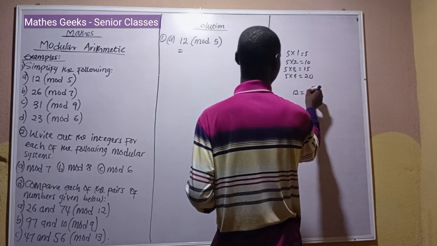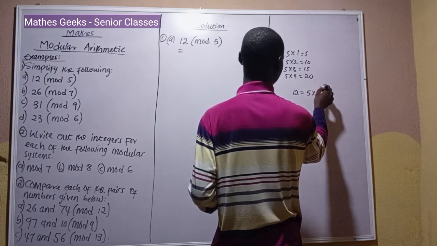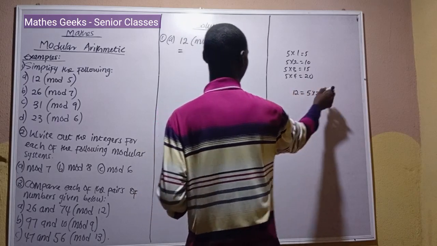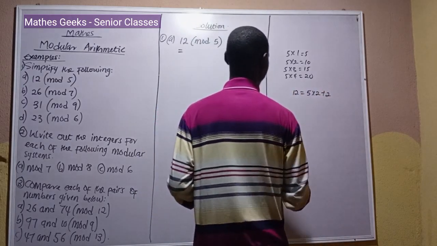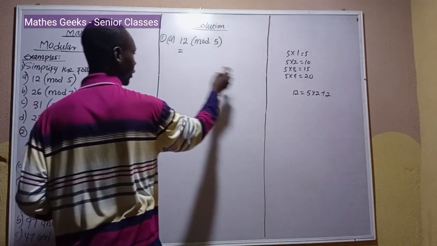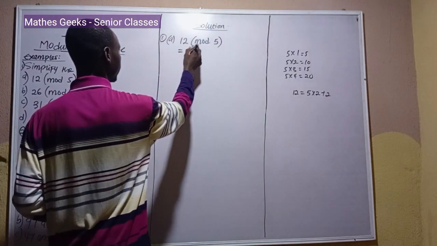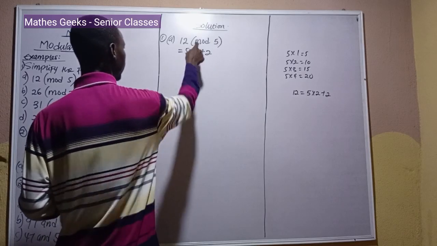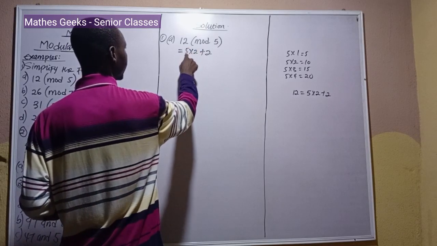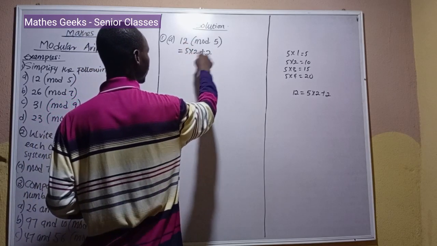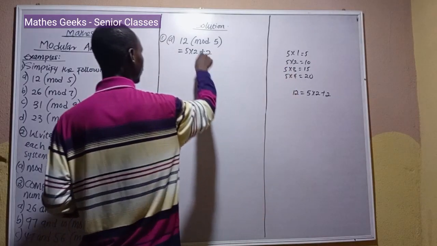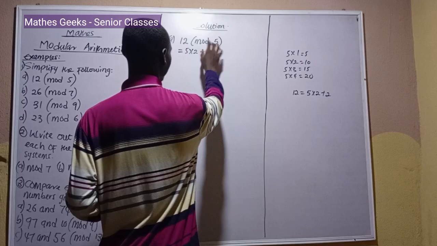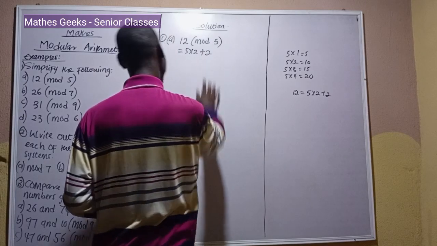So 12 is 5 times 2 plus something. What would you add to 10 to get 12? Plus 2. So 5 times 2 plus 2. 5 times 2 is 10, and 10 plus 2 gives you 12. This means that if you divide 12 by 5, you get 2 remainder 2.